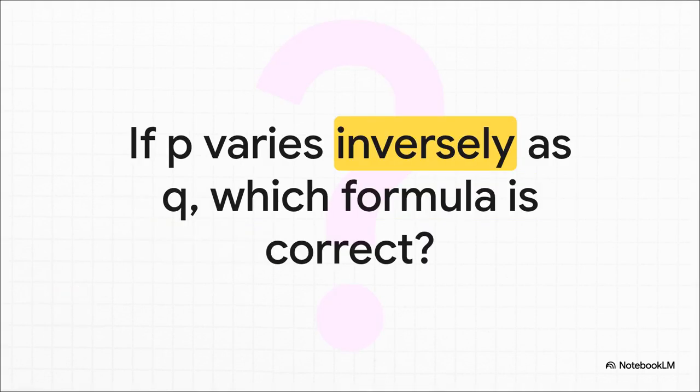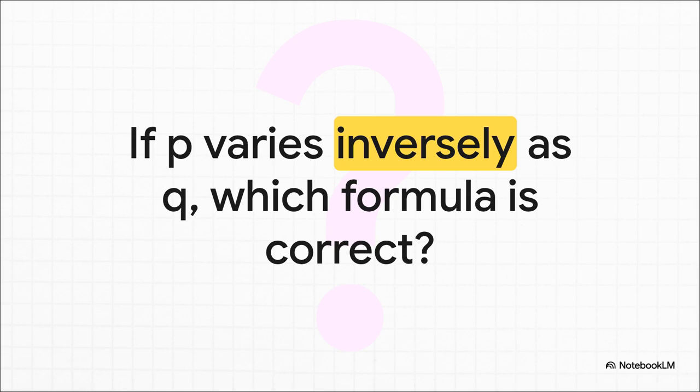Let's try another one. Quick quiz 2. What if p varies inversely as q? How do we write that out mathematically? Look at your options. A, p equals kq. B, p equals k over q. C, p equals q over k. Or D, p equals k plus q.